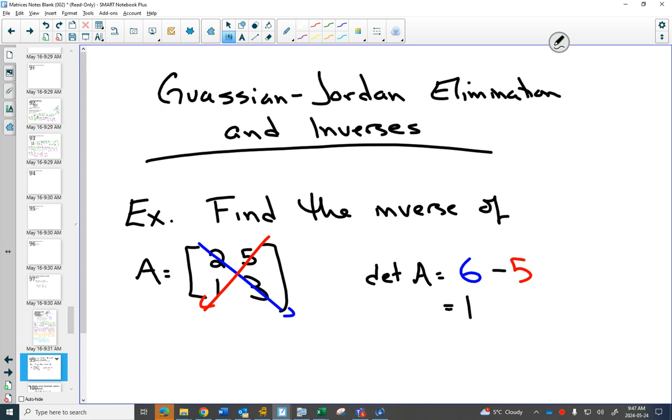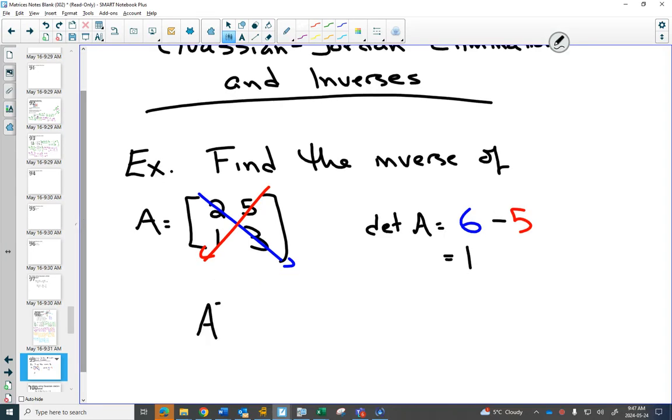So then my inverse, from our formula, A inverse would be 1 over our determinant, which is 1. Switch the main diagonal and make the opposite diagonal negative. So here's our inverse. That was using our inverse formula from before with 2x2s.